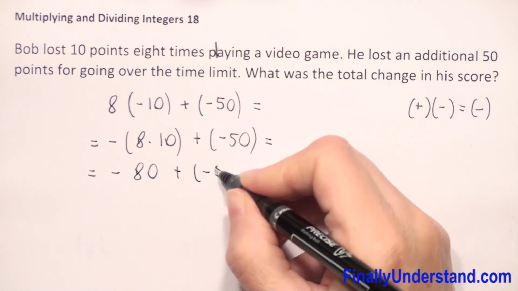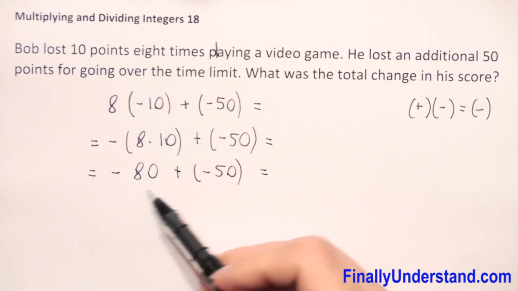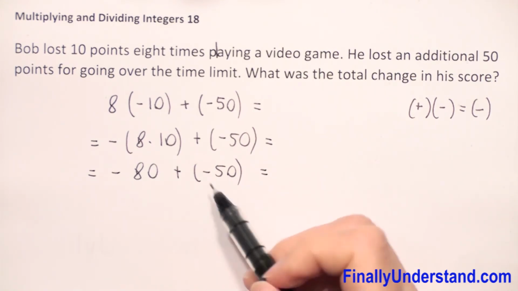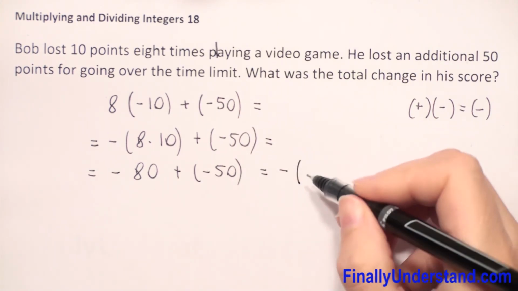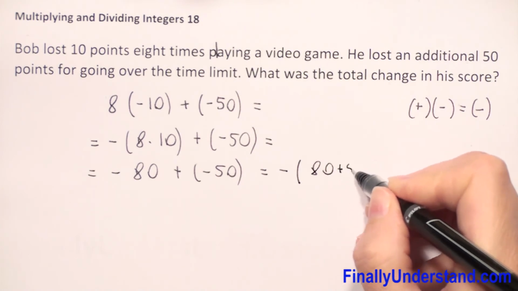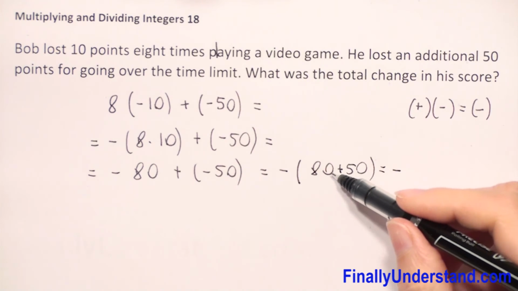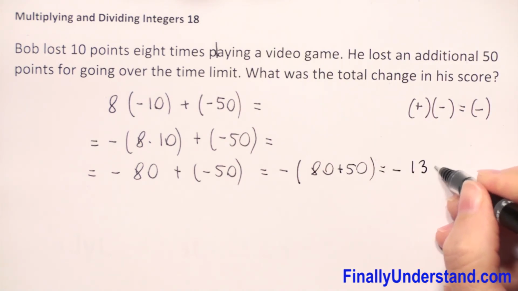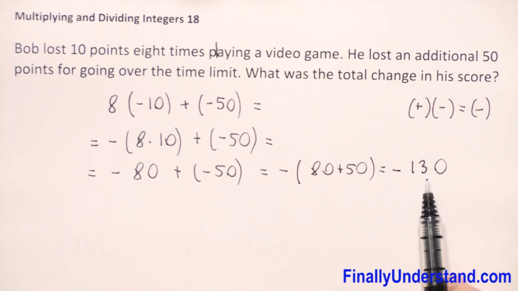We have addition now of two negative numbers. Because both of them are negative, we copy the negative sign and we just add these two numbers, 80 and 50. So this is equal to negative, we rewrite the sign, 80 plus 50 is 130. We got a negative number. Because we got a negative number, it means that he lost these 130 points.